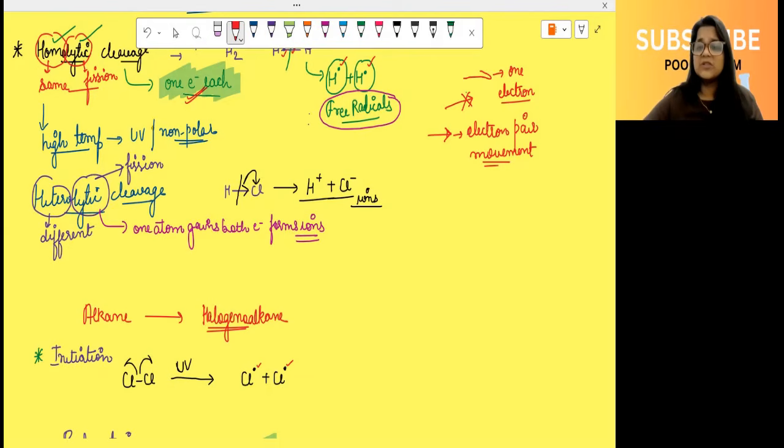So homolytic fission is leading to the formation of free radicals. Heterolytic fission is leading to the formation of ions. So what we will say, in heterolytic fission one atom will gain both the electrons, thus forming ions. In homolytic fission, each atom will gain one electron each, forming free radicals.